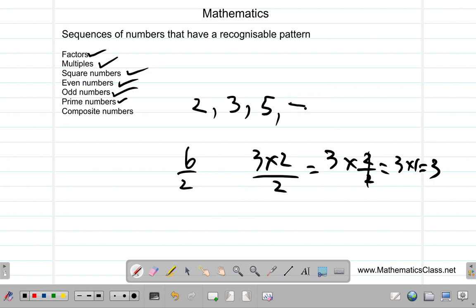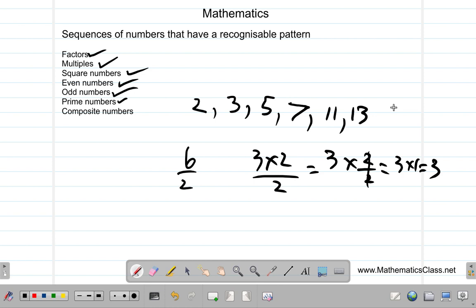By the same argument, the next prime number is 7. 8 is not prime, 9 is not prime, 10 is not prime, 11 is prime, 12 is not prime, 13 is prime, and so on. So those are prime numbers. You have a whole heap of prime numbers.